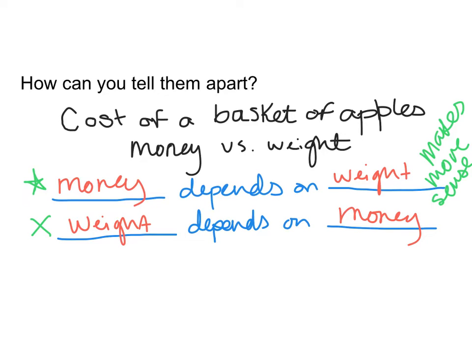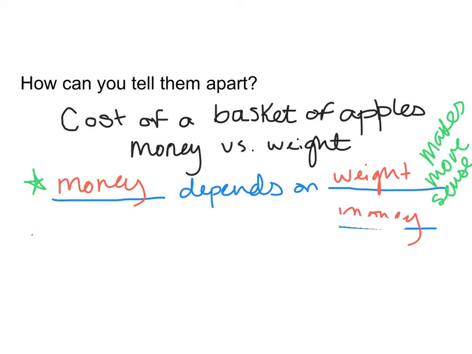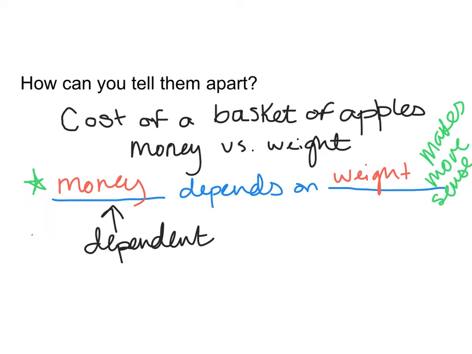So now that we've decided that, and I'm gonna erase the other option because we've decided that's not the case. Now that we know this, which one is the dependent variable? Well, we said that money depends on weight, so that means money is dependent, and weight is independent. Because the weight is going to be the thing that changes. You pick out more apples to put in your basket, right? You're changing the weight, and then the money is going to change according to the weight. The money is going to change based on the weight.